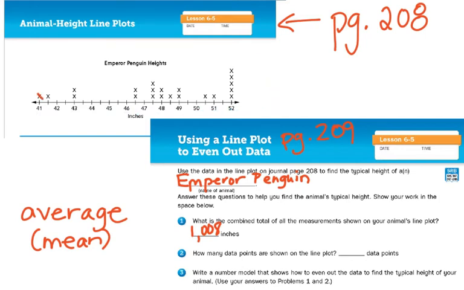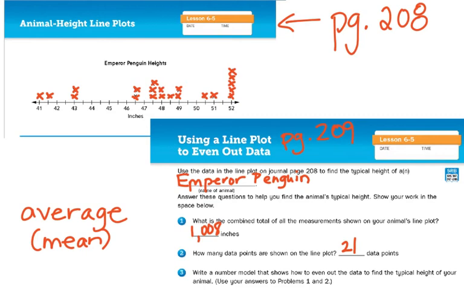Let's count them. 1, 2, 3, 4, 5, 6, 7, 8, 9, 10, 11, 12, 13, 14, 15, 16, 17, 18, 19, 20, 21 data points or 21 X's.